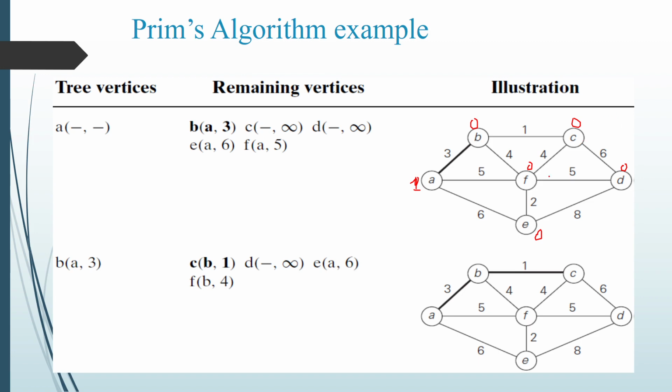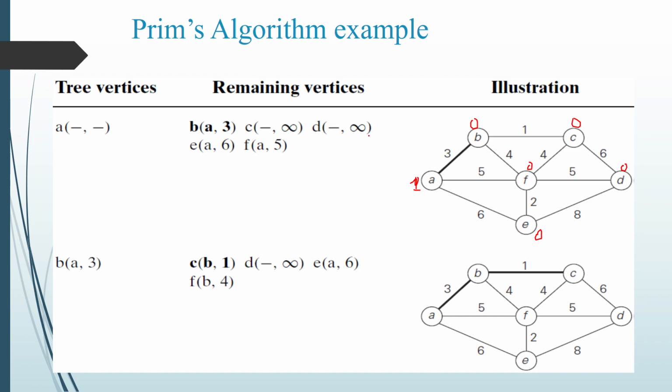Next, C and D. These C and D are not adjacent. Adjacent means there is a direct edge, and there is no direct edge from A to C, and no direct edge from A to D here. So if there is no direct edge, it is not adjacent. If it is not adjacent, then you take a dash, and you don't know the distance. That's why you take infinity. For D also, it is not adjacent. That's why you take a dash, and it is infinity.